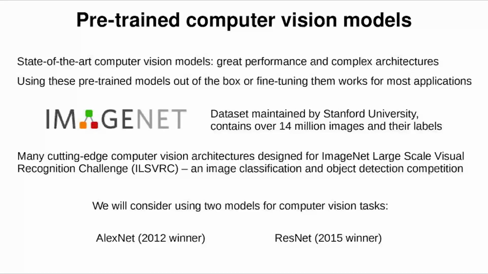The ImageNet dataset that is used for this competition is maintained by Stanford University. It contains over 14 million labeled images of objects in 1,000 categories. In this lesson, we will use two CNN architectures for computer vision tasks that won the ImageNet challenge some years ago: AlexNet, the 2012 winner, and ResNet, the 2015 winner.